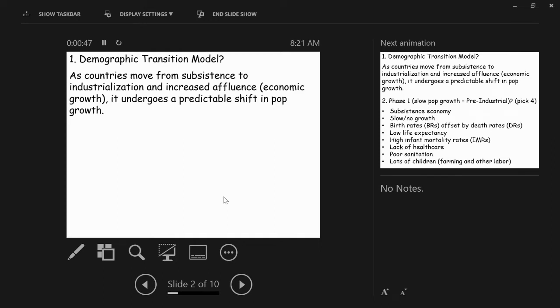Okay, so subsistence is primarily just growing food, picking things up off the ground. Industrialization and economic growth: we can actually predict the population shift.